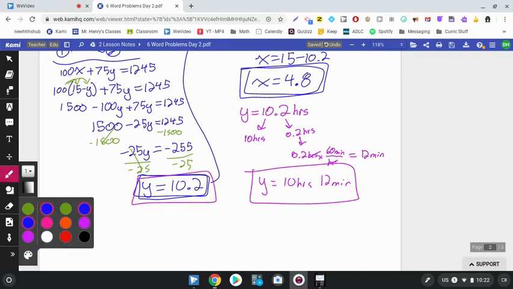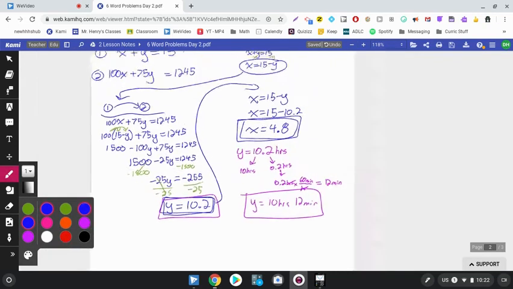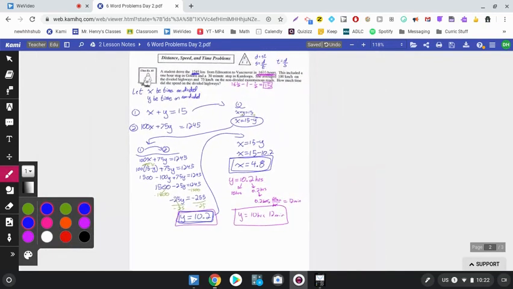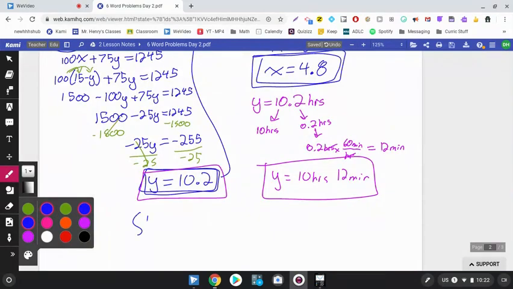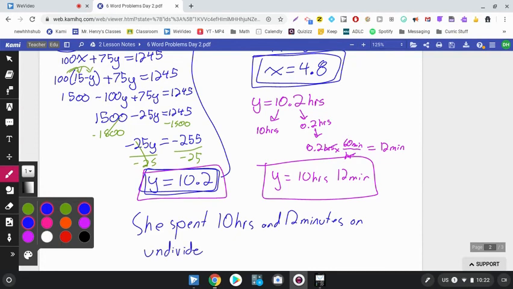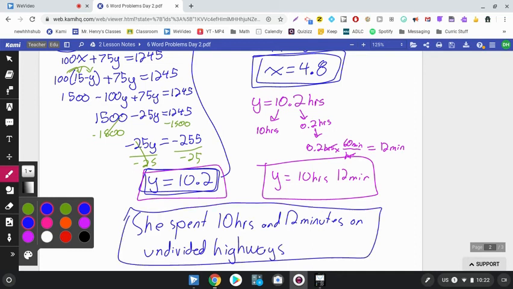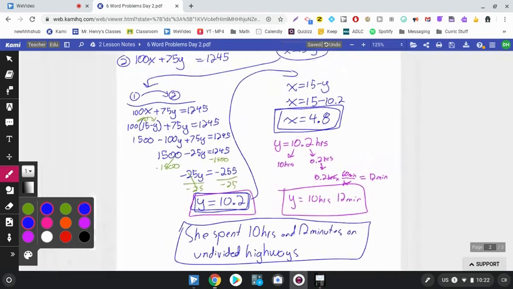Okay, I need a final sentence. What's her name again? Oh, it just says a student. She spent 10 hours and 12 minutes on undivided highways, which is a majority of the time. But it makes sense based on the path she would have to take. Okay, so there you go.